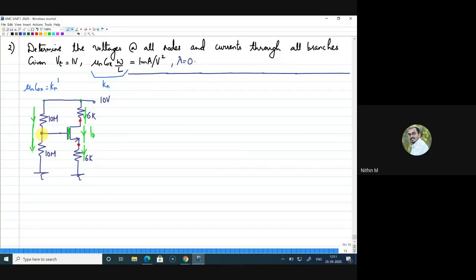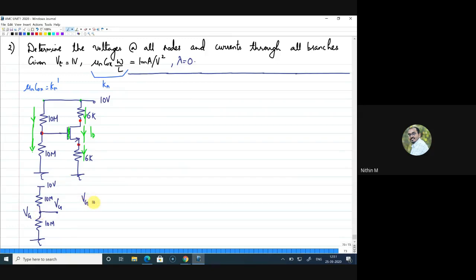What I have here is a voltage divider biasing. Here it is connected to 10 volts. So I'll draw that circuit separately. There is no current toward this side. What I have here is the same voltage Vg. So this is 10 volts, this is 10 mega, and this is 10 mega. So can I find the voltage Vg? Yes, I can do that.